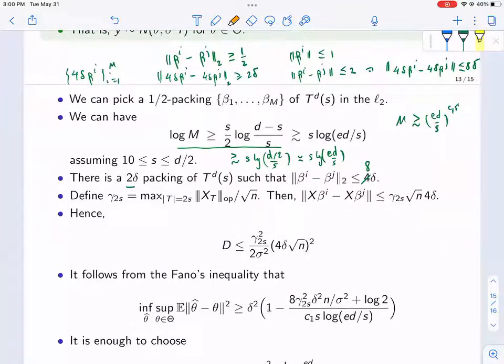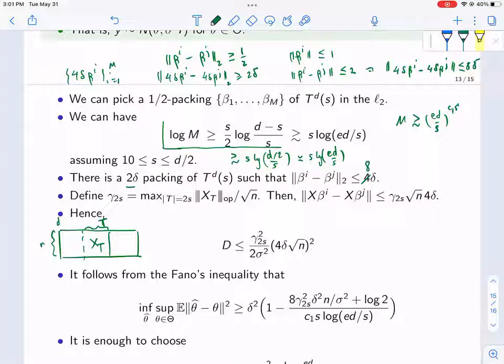I have that, and then let's also define this constant, the operator norm of x sub t. You recall this notation. I have x, which is high dimensional, n by d. So x sub t is x restricted to the columns indexed by t. And so this is the operator norm of x t divided by root n. And then I take the maximum over all subsets of size 2s. Okay, so that's gamma 2s.